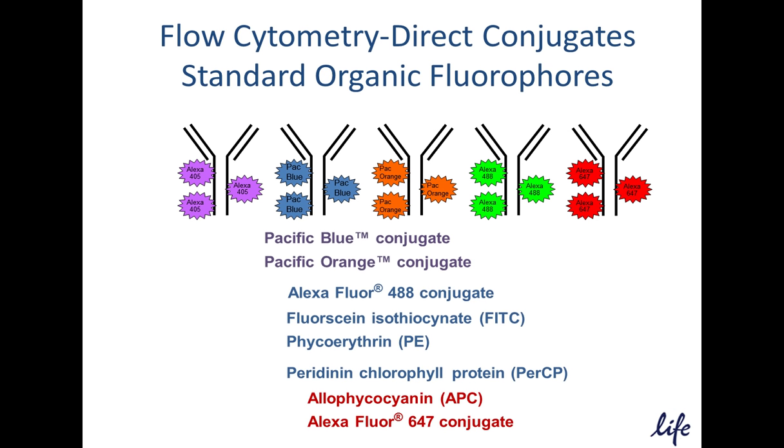So here we see examples of some of the common organic fluorophores used. Pacific Blue and Pacific Orange are both excited by the violet 405 laser. Alexa Fluor 488, FITC, PE, and PerCP are all excited by the 488 blue laser, while APC and Alexa Fluor 647 are both excited by the red 635 laser source. The Alexa Fluor dyes have improved overall brightness, are more optimal for physiologic pH, and show reduced photobleaching. They're available at a number of excitation and emission wavelengths covering the entire spectra, not just the two that are listed here. The name of the Alexa dye includes its best excitation wavelength.